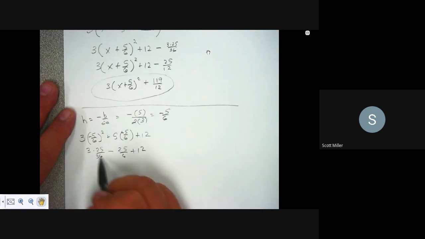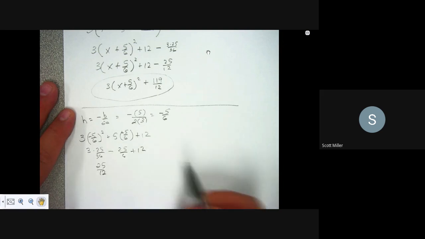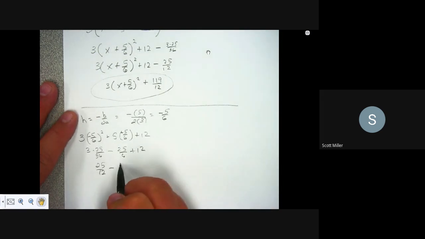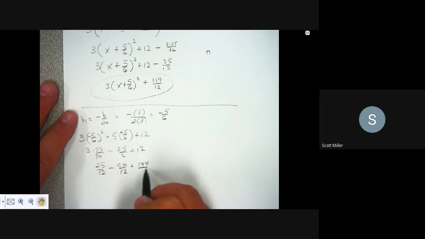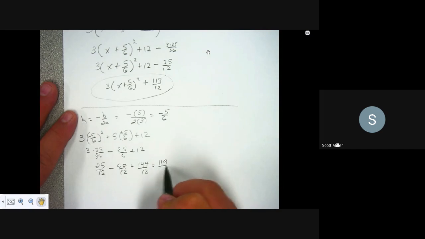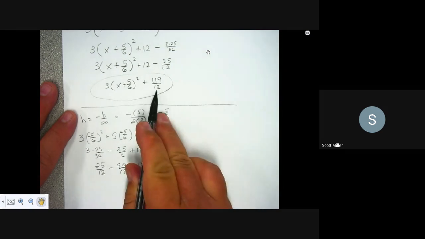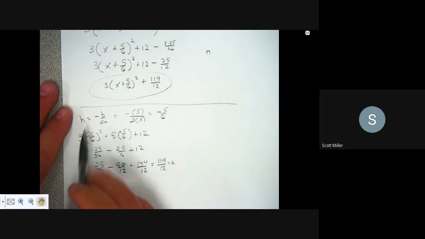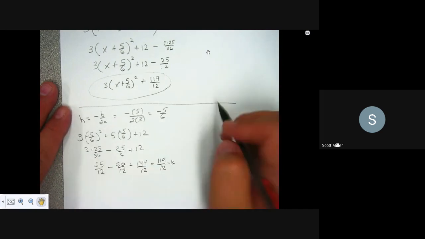We know this right here is going to be 25 over 12. I can just do the common denominator right now. This will be 50 over 12 and 144 over 12. And I can work this out, and I'll get 119 over 12, the other number. So this is K. That was H. Here's your template.